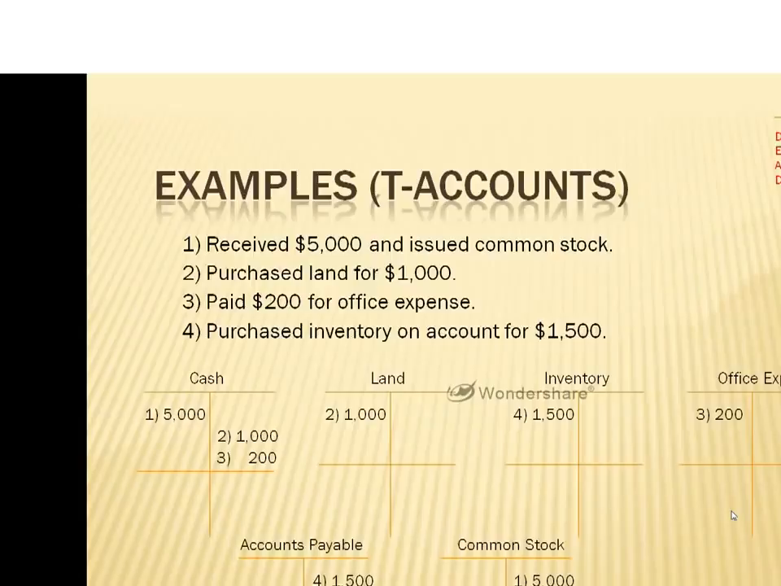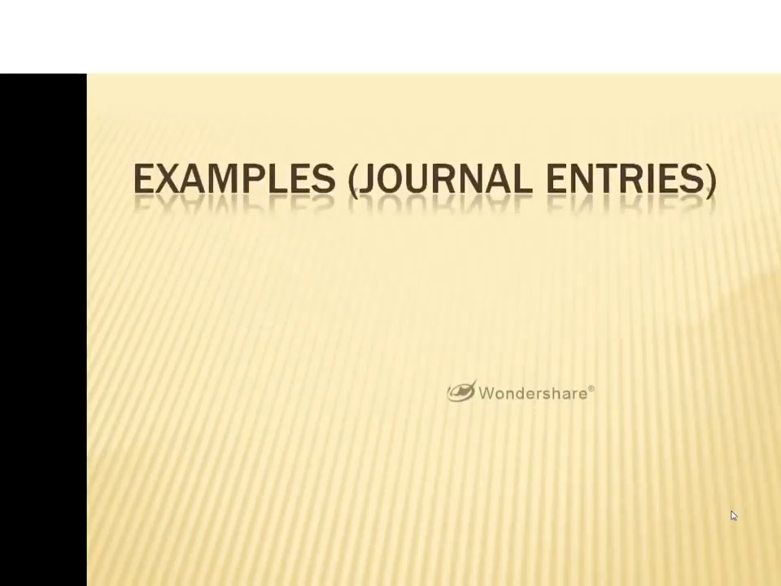Now to total our T accounts and see what our ending balance is, we draw a line under the last transactions and then we can total them. If we take $5,000 worth of cash minus the $1,000 that we spent on land minus $200 that we spent on office expense, our new balance of cash is $3,800. We can continue through this for the other accounts, and you can see that we can designate each balance of our T account. Now we could take this information and create reports from this point. But let's look at another example.